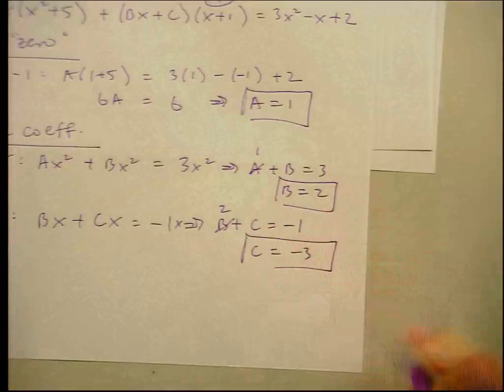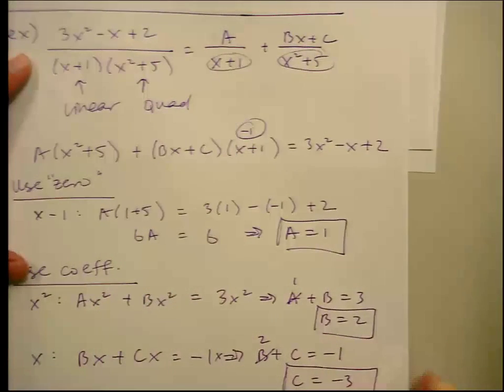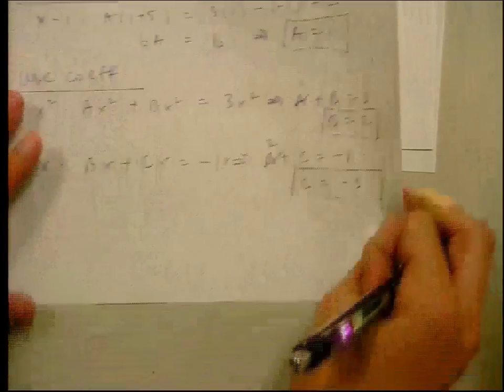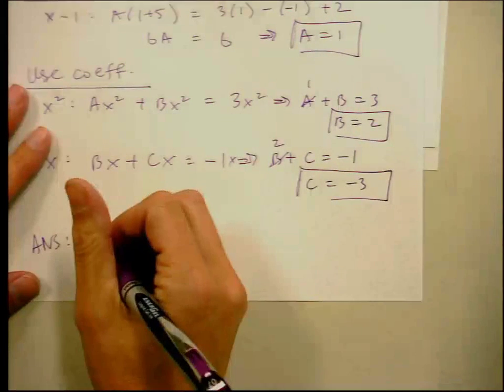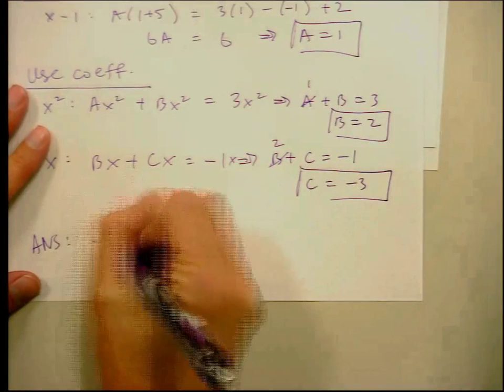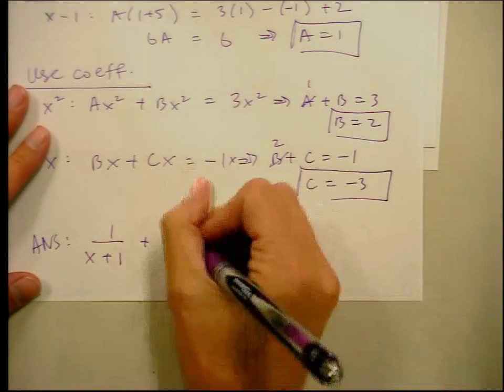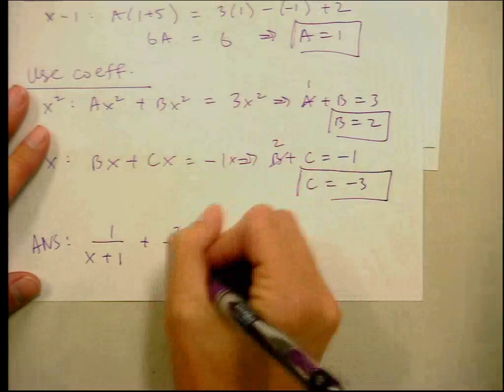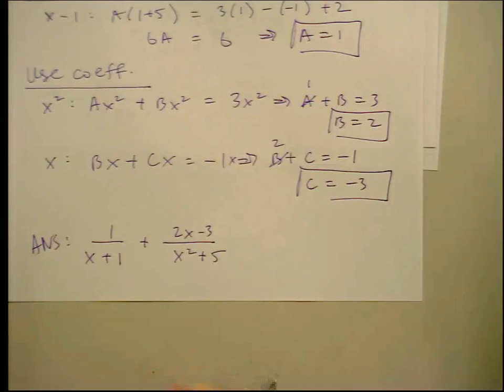I'm going to go back up to my template, and I'm going to put those values in. So, give myself a little more room here. My answer is a, which is 1, over x plus 1, plus bx plus c, 2x minus 3, over x squared plus 5. How'd you do?